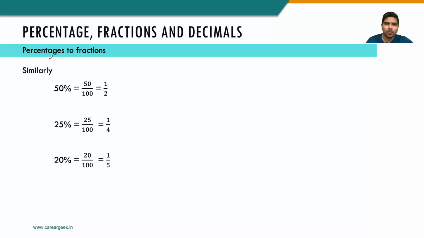Okay, so how do we convert percentages to fractions? You will always divide by 100. So 50% is half, 25% is 1/4, 20% is 20 upon 100, which is 1/5. If you want to find what 60% is in fractions, 60% is 60 upon 100, 6 upon 10 or 3 upon 5.